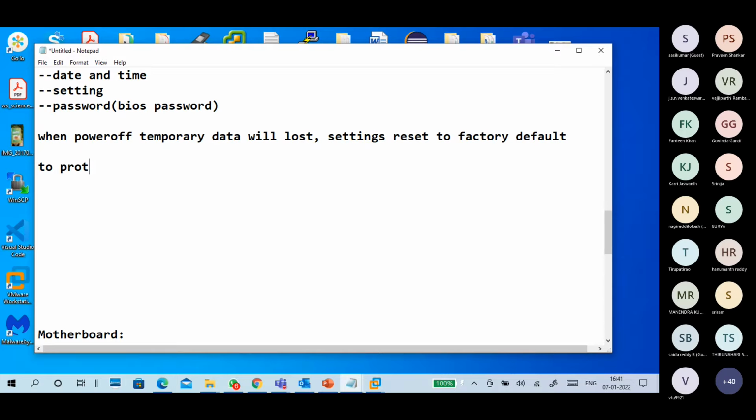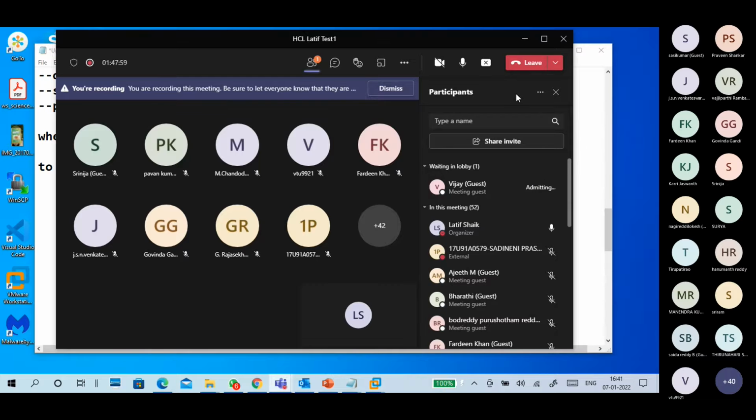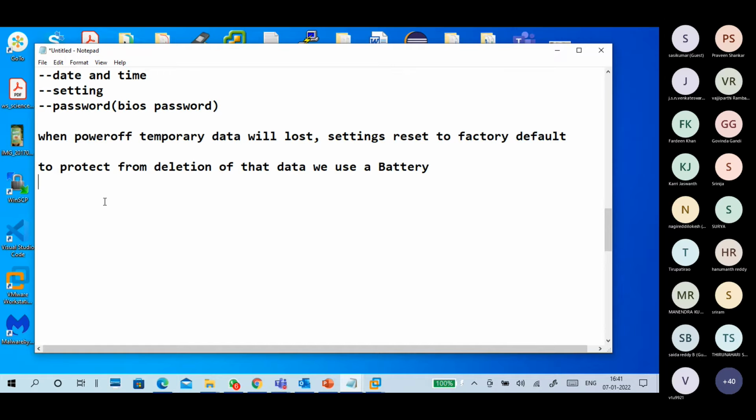To protect that data from deletion, we use a battery. So this battery is made of lithium. Now lithium ion batteries are there, so it is like a lithium battery.